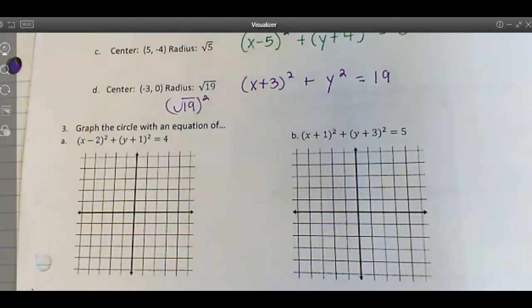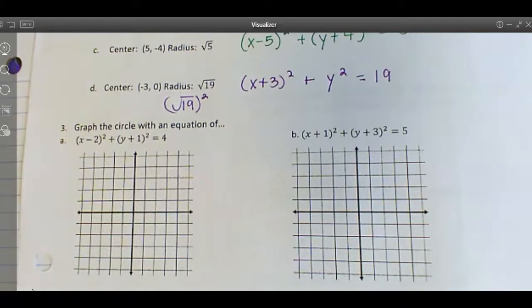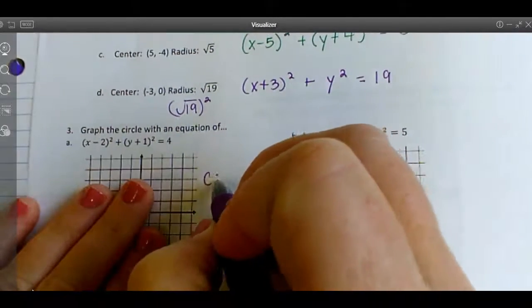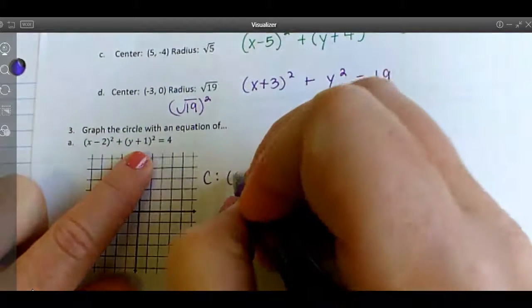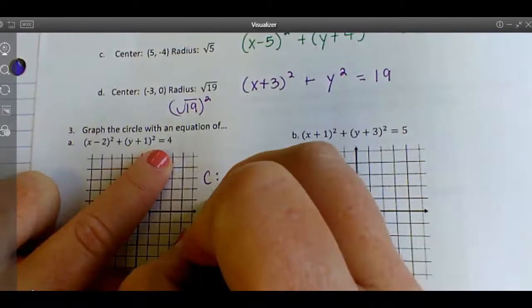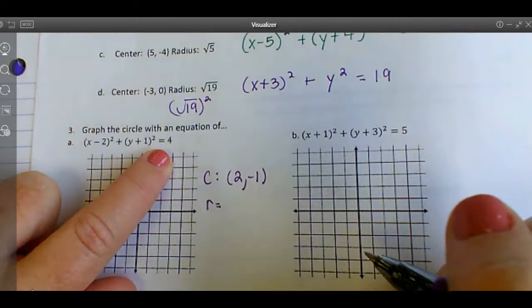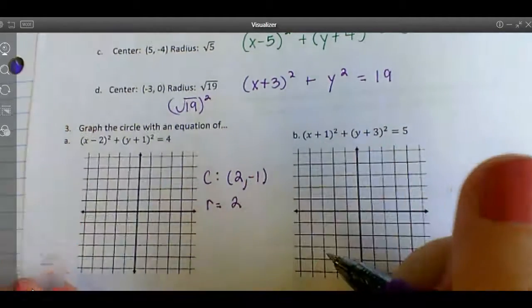So let's talk about what the graph would look like. You guys know what a circle looks like. So as far as graphing it, what you're going to do is start with the center, whatever the center is. And then you're going to start with the radius, and then you're going to connect. Okay? So first all I want to do is figure out what the center is, which is 2, negative 1. And then I want to figure out what the radius is. Okay, the square root of 4. Square root of 4 is 2, so that's the radius.